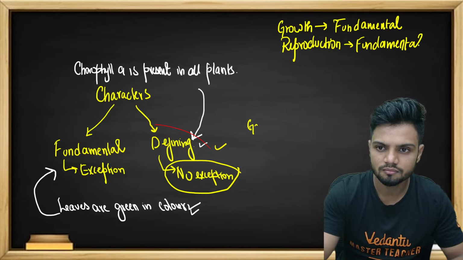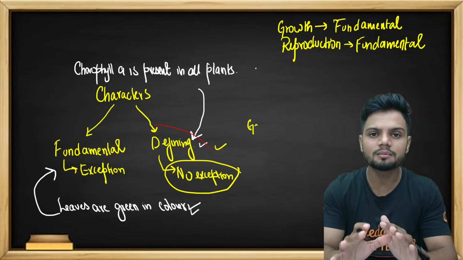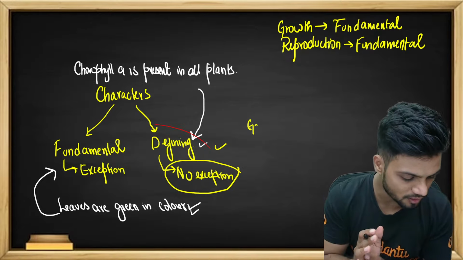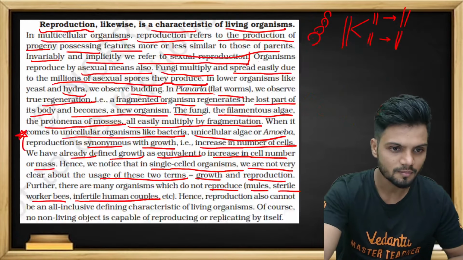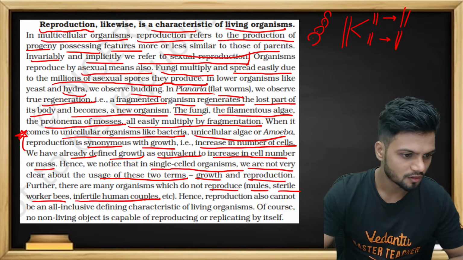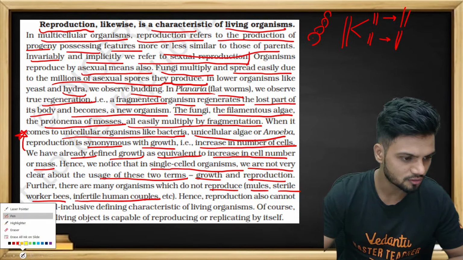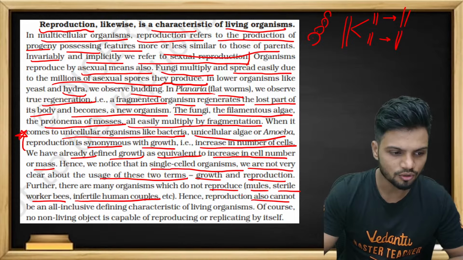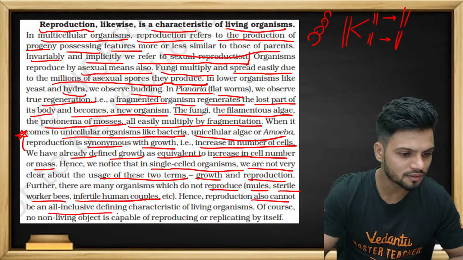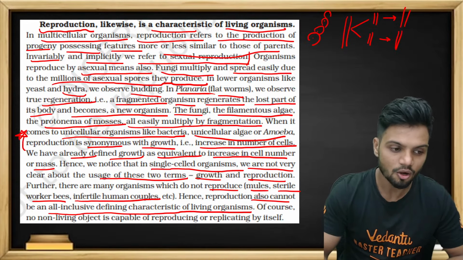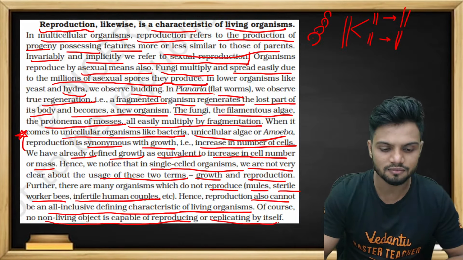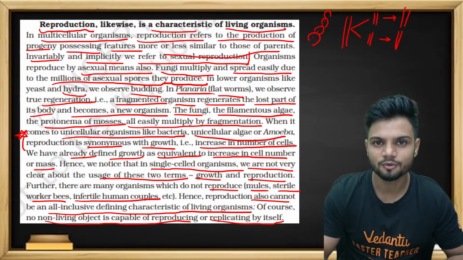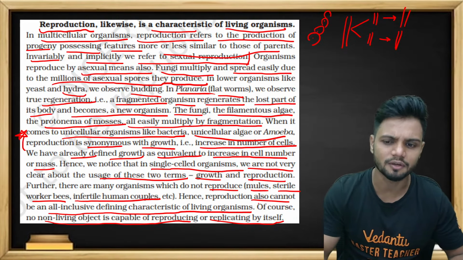So reproduction is also a fundamental character of living. It is a fundamental character of living. Reproduction. Done. Next. So hence reproduction also cannot be an all-inclusive defining character of living organisms. Of course, no non-living object is capable of reproduction or replicating itself. Non-living things cannot do that. Only living things can do it, but there are exceptions even in living also.